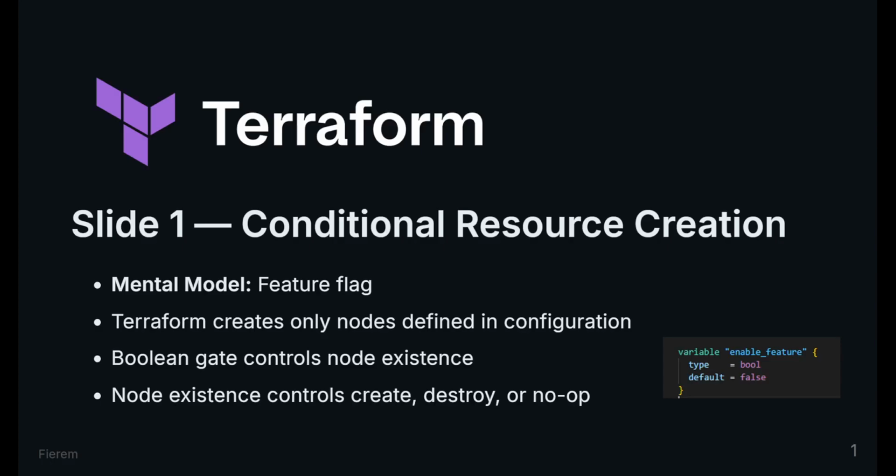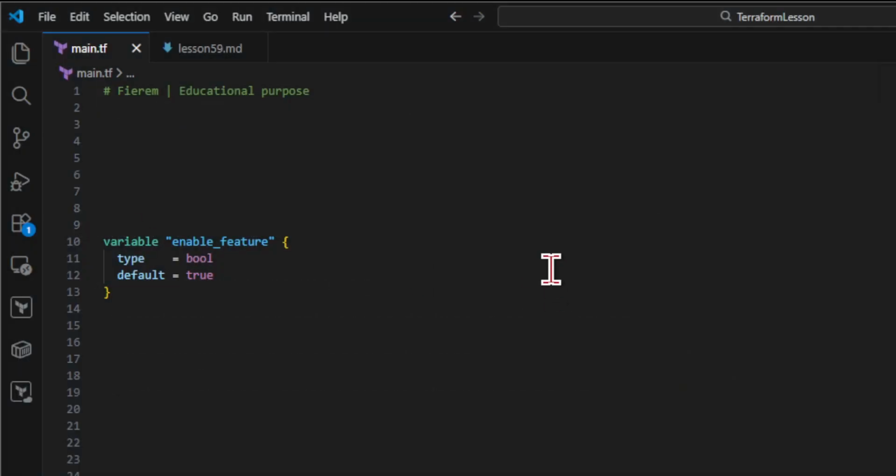Conditional resource creation. Terraform only creates graph nodes that exist in the configuration. A boolean gate changes whether a node exists, which changes whether Terraform plans a create, destroy, or no-op.